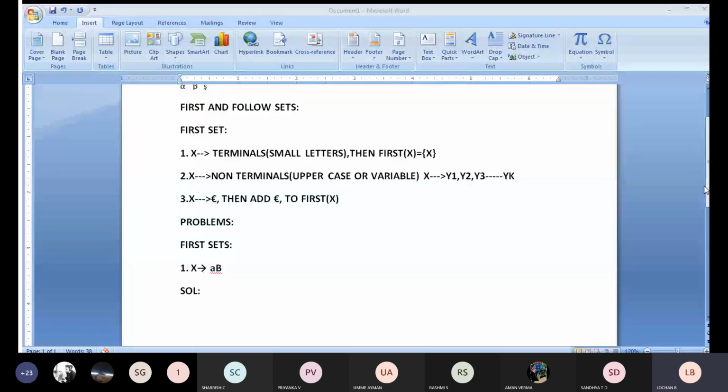Rohan, shall we move to the solution? Yes, sir. Okay, don't write anything.